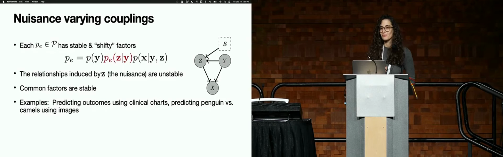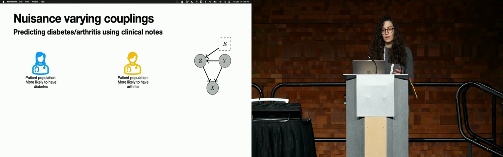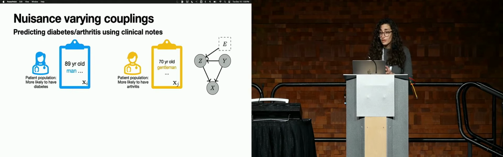We'll use this type of coupling a lot in the talk, so I'll give 2 examples that illustrate what it's about. The first is predicting clinical outcomes, specifically diabetes or arthritis, using clinical notes. In this setting, maybe we observe data from 2 different doctors, Dr. Alice and Dr. Bob. Dr. Alice tends to see patients who are more likely to have diabetes, whereas Dr. Bob tends to see patients who are more likely to have arthritis. But that's not the only difference between the 2. Another big difference is that they have different styles of writing.